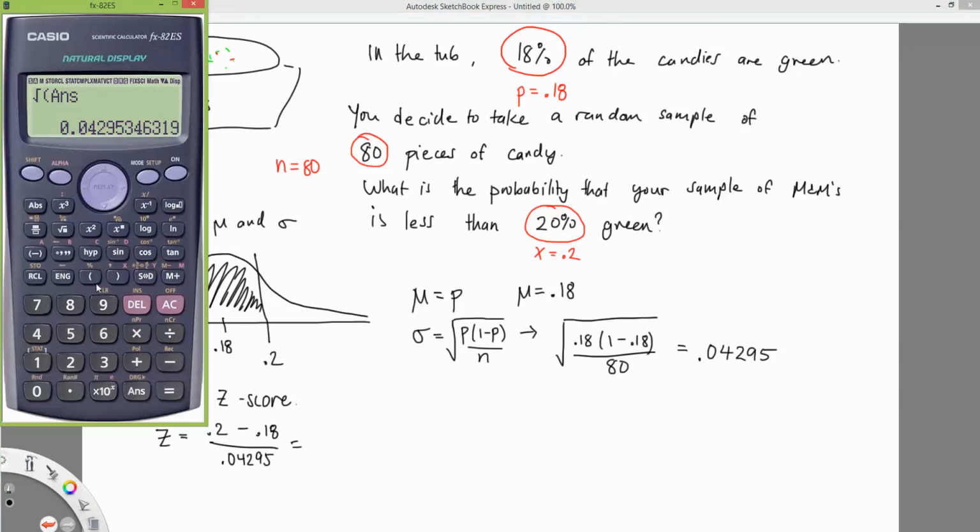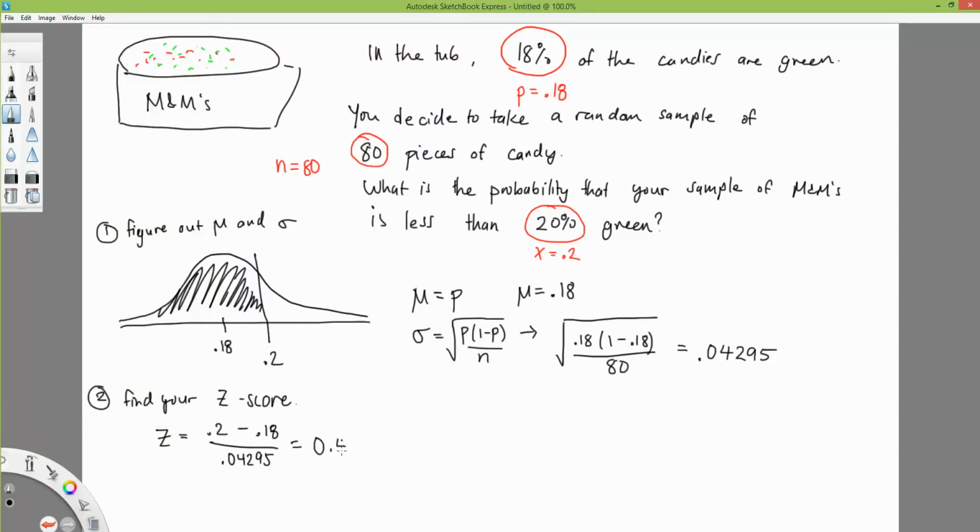Notice I left my answer in my calculator, so I'm going to just do parentheses 0.2 minus 0.18, close parentheses, divided by, and I hit the answer key because the answer that's currently there is 0.04295. And then I hit enter, and that's my z-score. My z-score is 0.4656. Now, step 3 is to look up your z-score in the table, right?